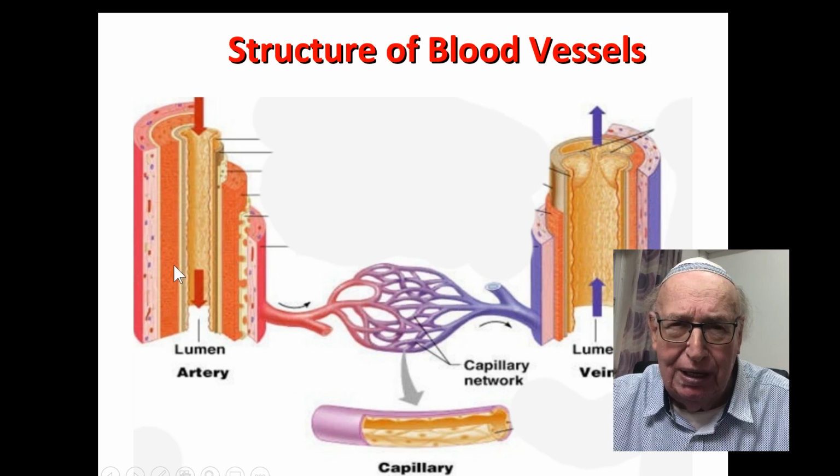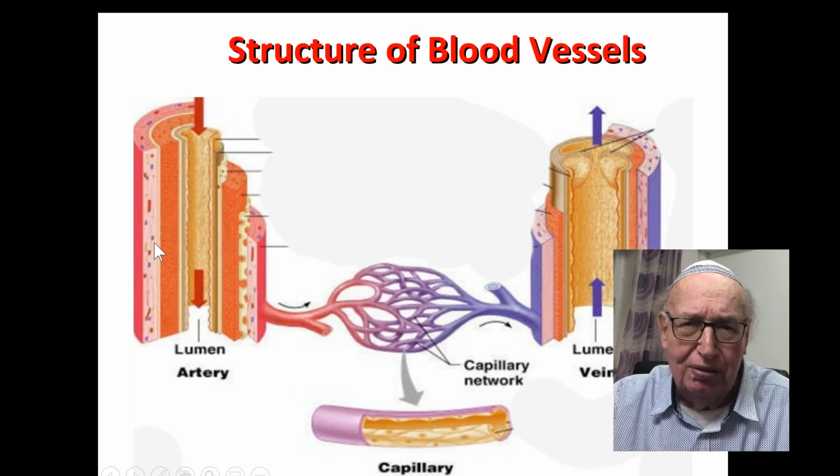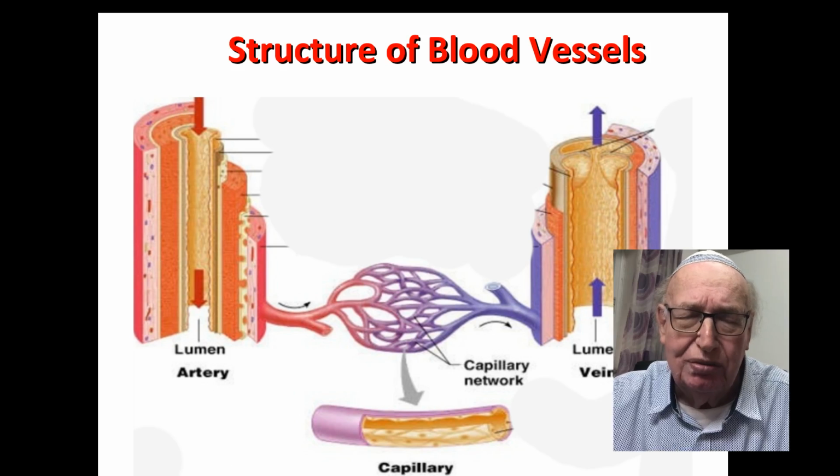Here we have three layers of the arterial wall. The inner intima, which is like a floor, a smooth surface of squamous cells. The muscular media, and then the adventitia, which really holds the artery into position.